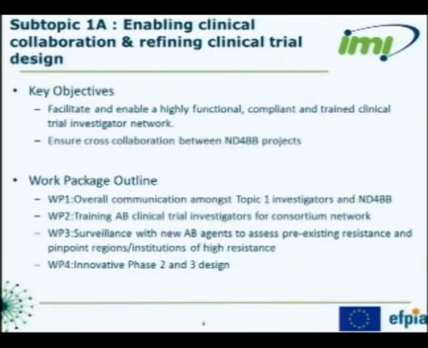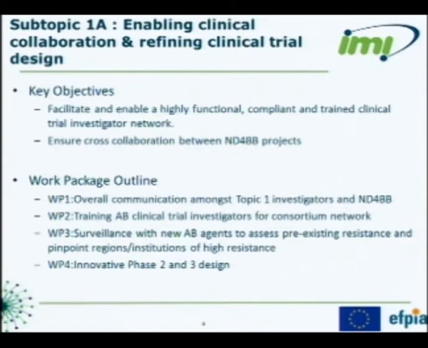So subtopic 1A is focused on facilitating and enabling a highly functional and compliant clinical trial investigator network. There are 4 work packages, and I'll just very briefly go through these. The first of which is all about communication, so communication within the members in the topic 1 investigators, and then more broadly with all the partners as in the IMI proposal.